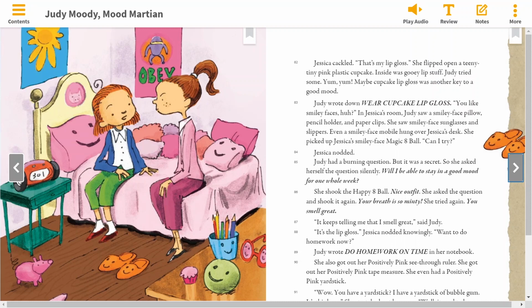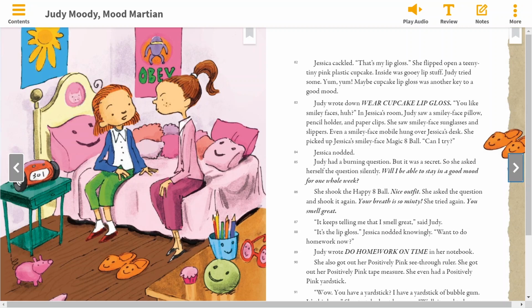Jessica chuckled. "That's my lip gloss." She flipped open a teeny tiny pink plastic cupcake. Inside was gooey lip stuff. Judy tried some. Yum yum. Maybe cupcake lip gloss was another key to a good mood. Judy wrote down, "Wear cupcake lip gloss."